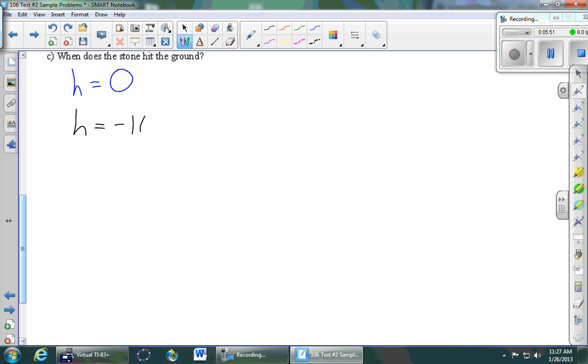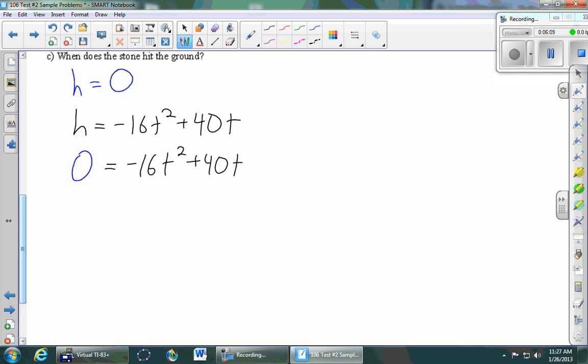So negative 16t squared plus 40t, that was our equation for h. But here, instead of h, we're putting 0. Everything else gets copied. And look, it's a quadratic equation for us to solve.